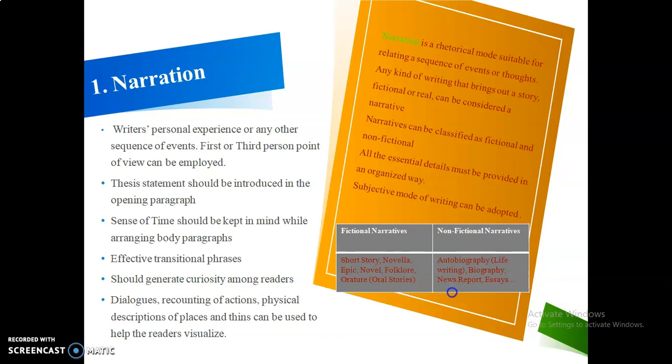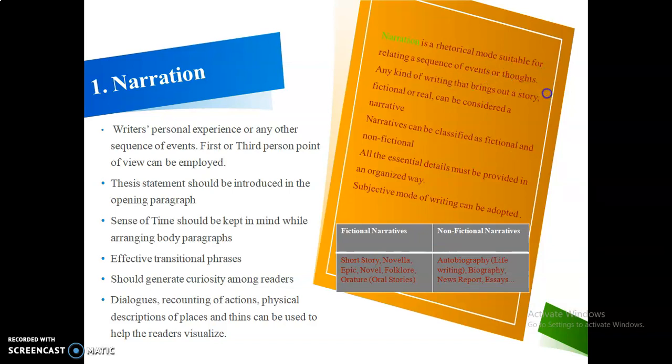You might have already learned the term narration, or I'm sure that you are already familiarized with this particular term: narration, narrator, narrative, etc. In films or in novels, we'll have certain people who are narrating the story to us, right? So narration, what is narration? Narration is a rhetorical mode suitable for relating a sequence of events or thoughts.